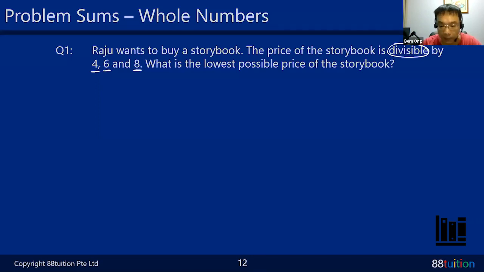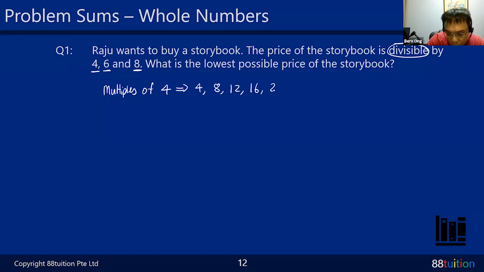This is called the listing method. You list out the multiples of 4. Why must you list out the multiples of 4? Because this particular number that you're looking for must be divisible by 4, which means can be divided by 4. Can be divided by 4 means your 4 timetable. If you start to list out, it will be 4, 8, 12, 16, 20, 24, 28, 32.